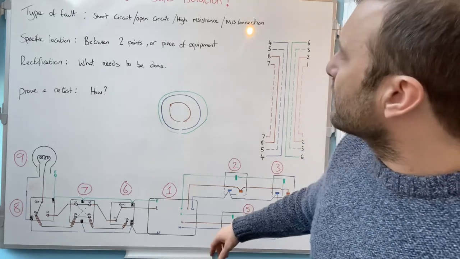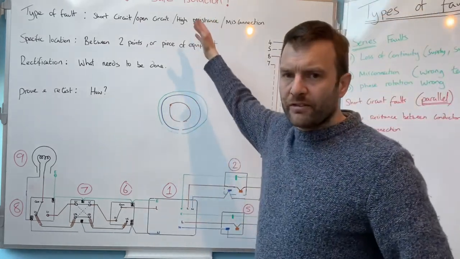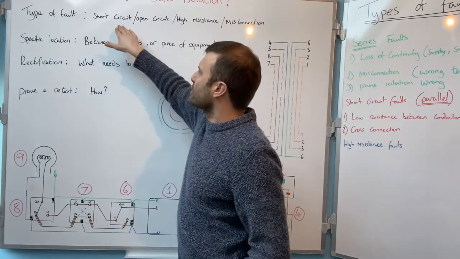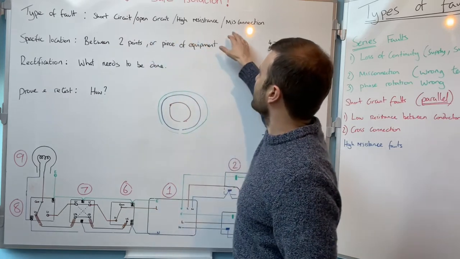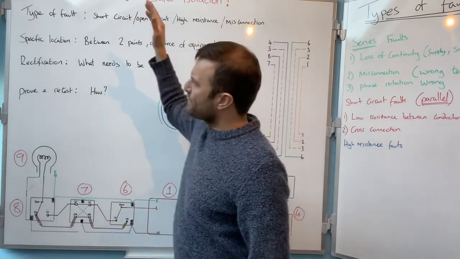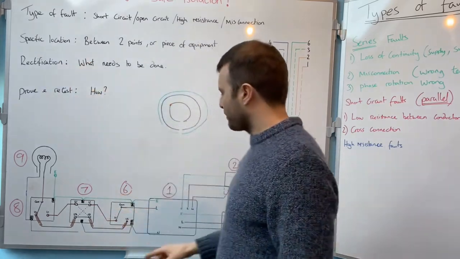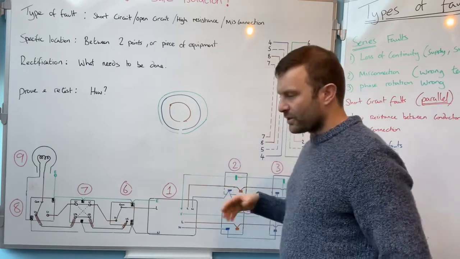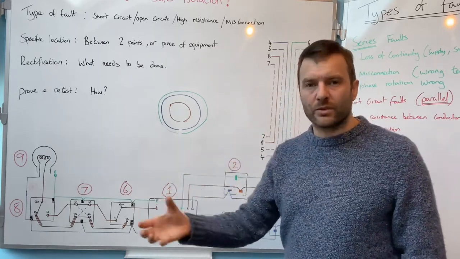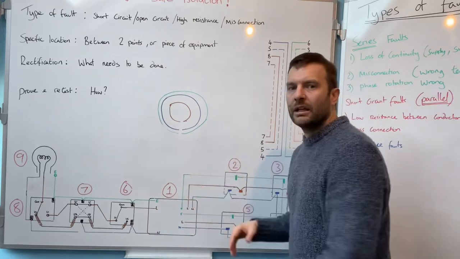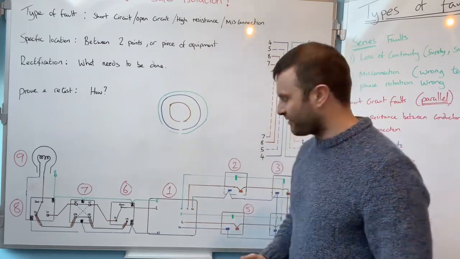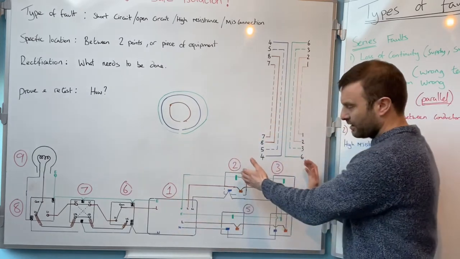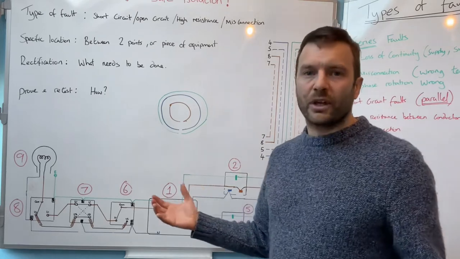Again, up here, what I've done is I've put, don't forget safe isolation when you're fault finding, it's very important. Don't forget, you've got to label the type of fault, whether it's a short circuit, an open circuit, high resistance or misconnection. You've got to be specific about the location, so between two points. If anyone came back to rectify this fault, they would know where to look. What they don't want to do is lift a load of floorboards and find out actually it's not between the consumer unit and this socket. It's between this socket and this socket. And then who's going to pay for that?